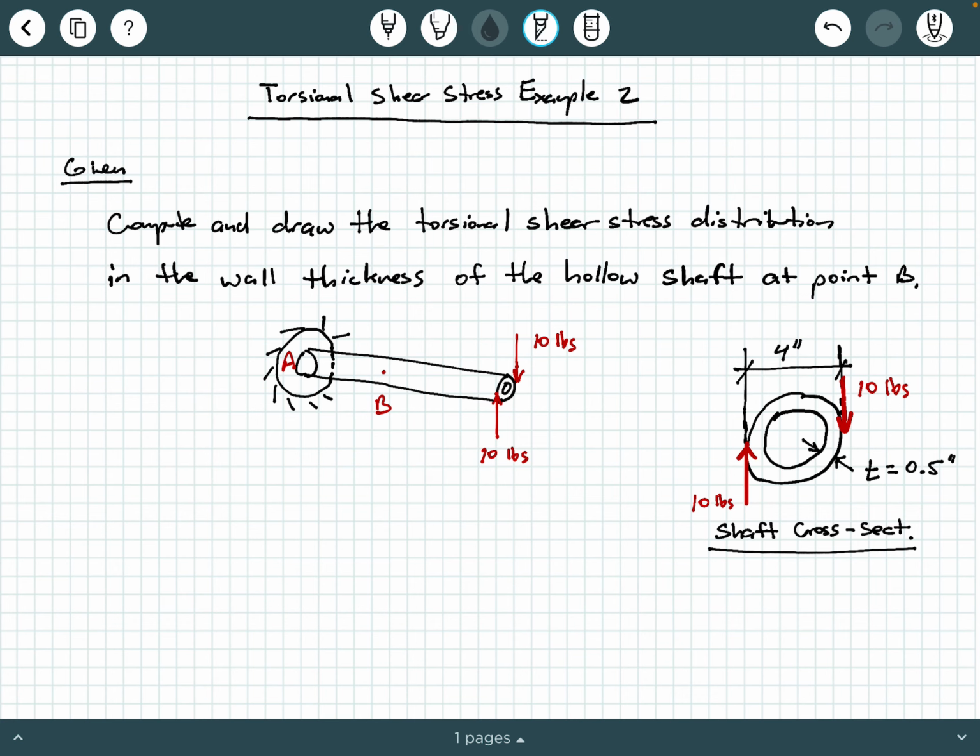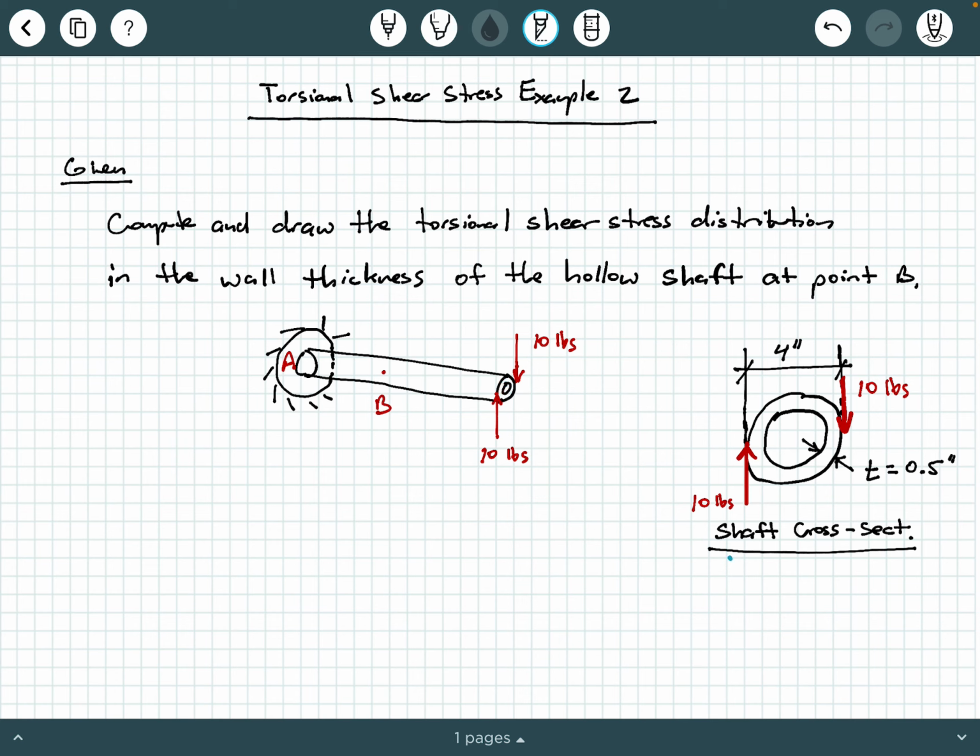Now you can tell this is a hollow shaft because if you look very closely here, you see the hole in the shaft. And if you also notice, this shaft is not explicitly sustaining an applied torque moment. It's actually sustaining two point loads that are generating a torque moment.